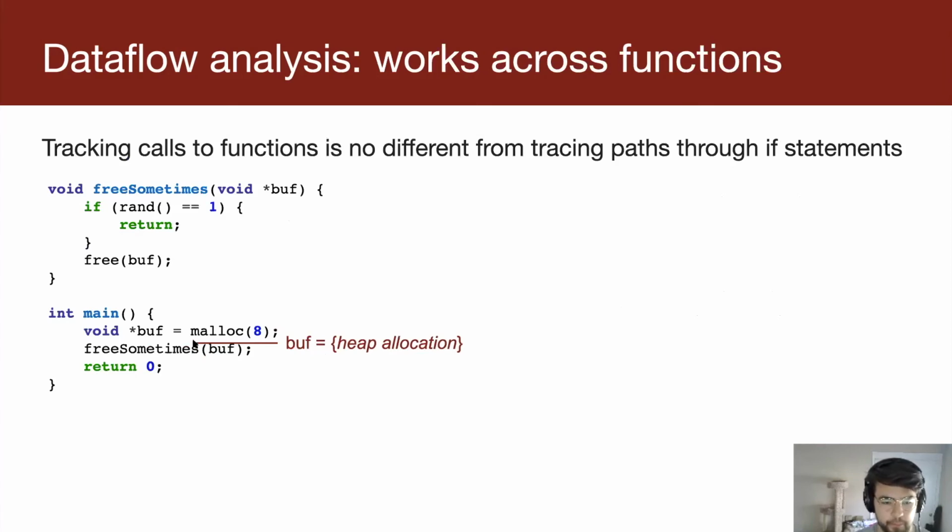So here's a function that allocates some memory, and then we call free sometimes, which is a silly function that just generates a random number. And if the random number is 1, then it returns without freeing the memory. Otherwise, it does the right thing and frees the memory. So most of the time, this program will work fine. It will allocate some memory and then free it, and life is good. But every once in a while, if we somehow get 1 out of this random number generator, then we have a memory leak, and this memory is not freed.